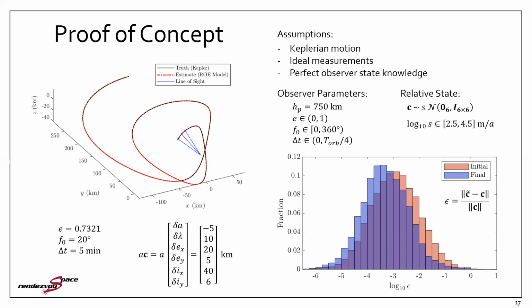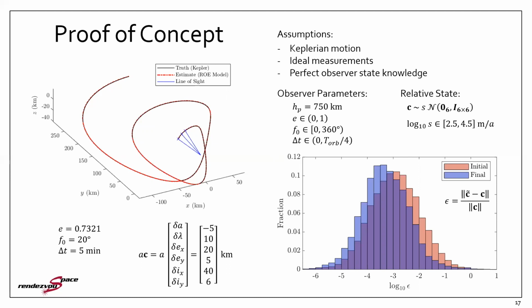So for our proof of concept, I'll assume the true dynamics are Keplerian and neglect the uncertainty in the measurements and knowledge of the observer's state. So the plot on the left shows an example scenario in highly elliptical orbit with line-of-sight measurements taken at 5-minute intervals. The black trajectory shows the true relative motion in the RTN frame, while the trajectory shown in red is the prediction of our second-order dynamics model using the state estimate obtained from the InSPEQTER algorithm.